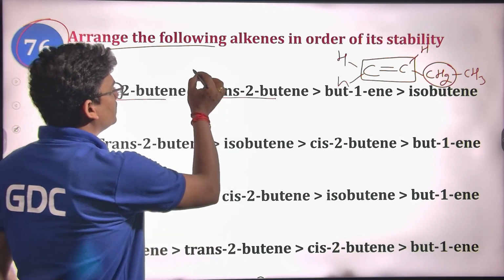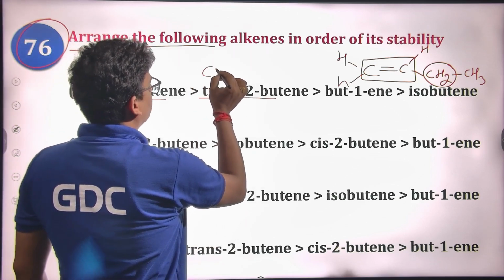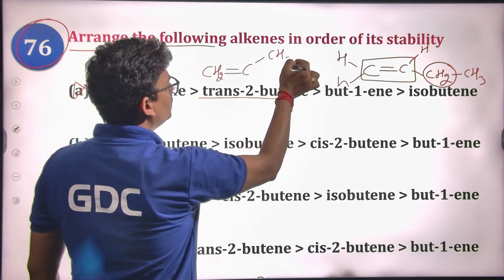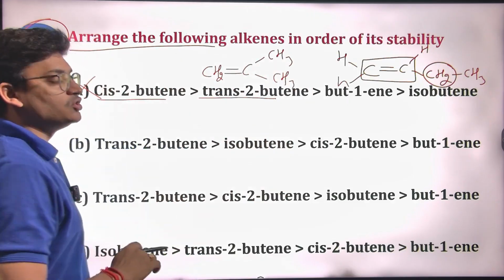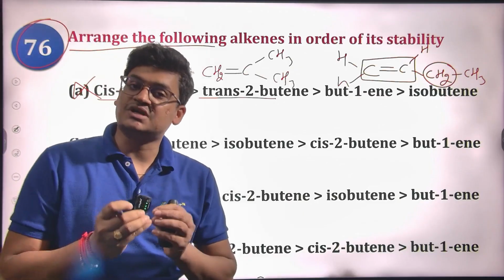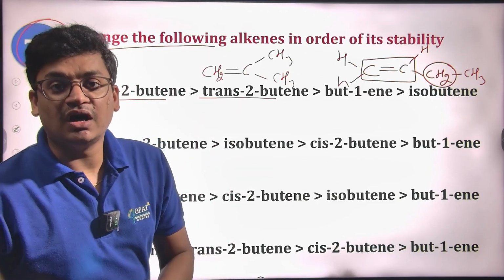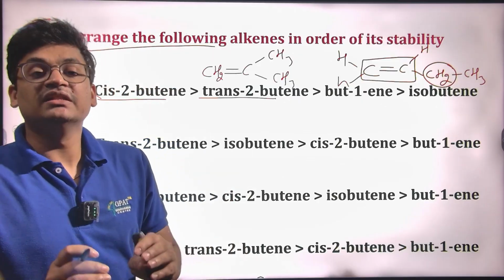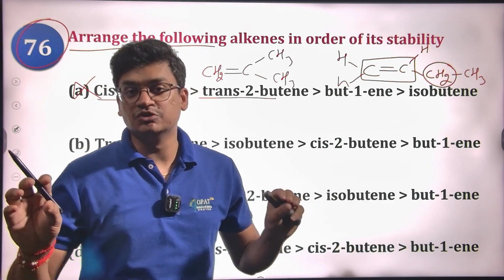Now the only left option is isobutene. The isobutene structure is something like this, having CH2 double bond C, CH3 and CH3. So this is our isobutene. This structure also has 6 alpha hydrogens, same as in the case of trans-butene and cis-butene. But in isobutene, all the 6 alpha hydrogens are present only on the single alkene carbon, while in the case of cis and trans, the 6 alpha hydrogens were divided between the 2 carbons of the alkene.